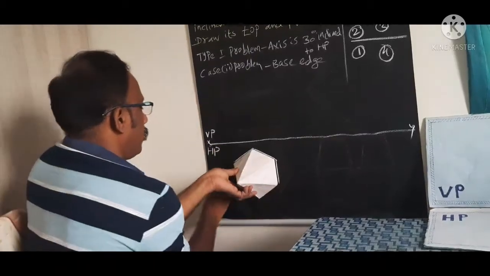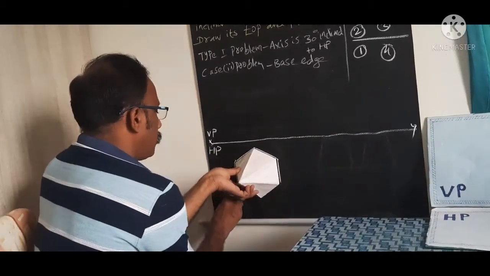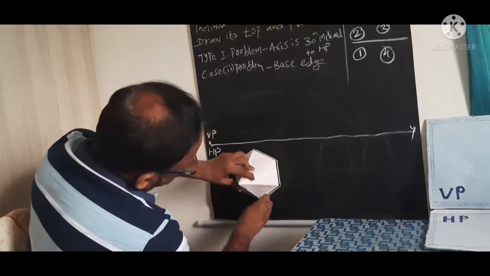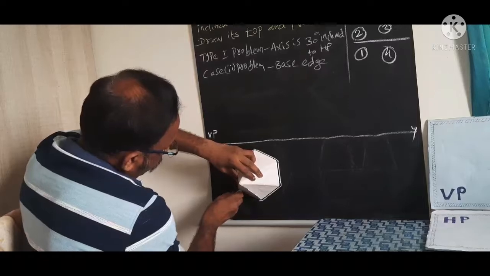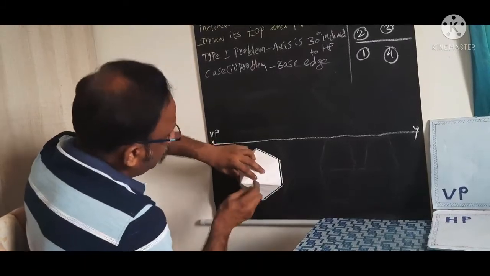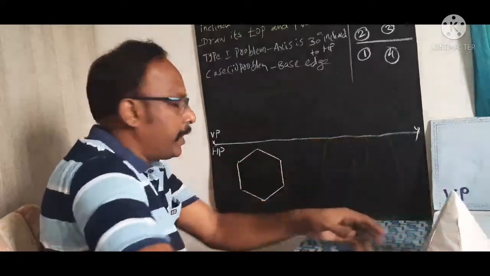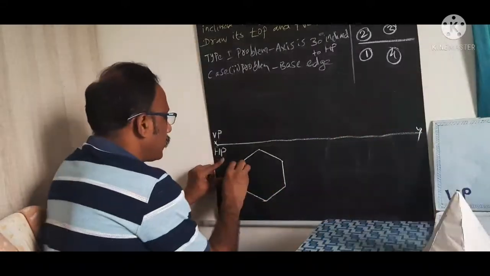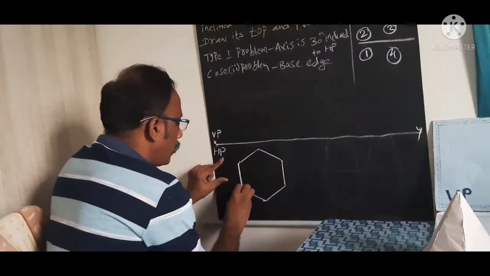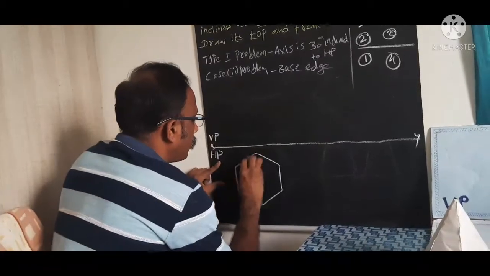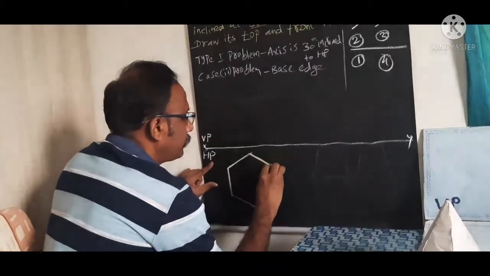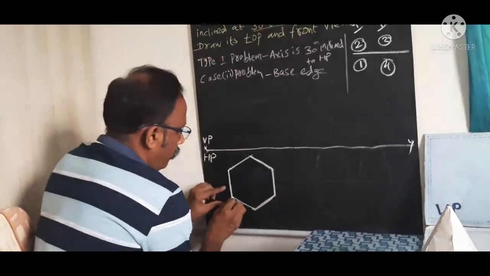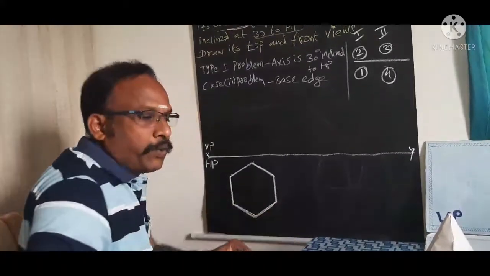Now I am going to draw the top view of this hexagonal pyramid. This is actually the top view of the hexagon, so I am going to mark the corner points like this. Right. Now we need to mark the center point O.